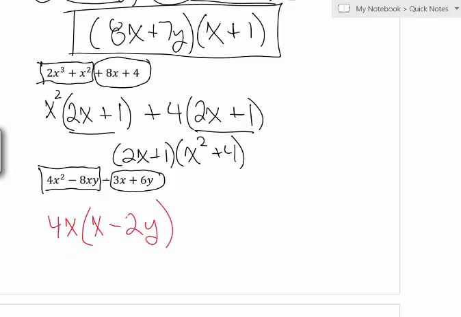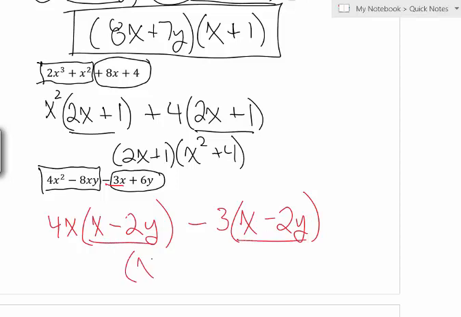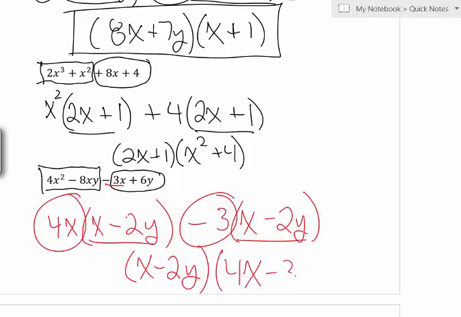Again, the first thing I notice here is that that piece is negative, so I'm going to write a negative here. Between 3x and 6y, I can take out the number 3. So negative 3 goes into negative 3x 1 time with an x. Negative 3 goes into a positive 6y with a negative 2 and a y. That's my common factor, x minus 2y, and again, this one here is my other factor, 4x minus 3.